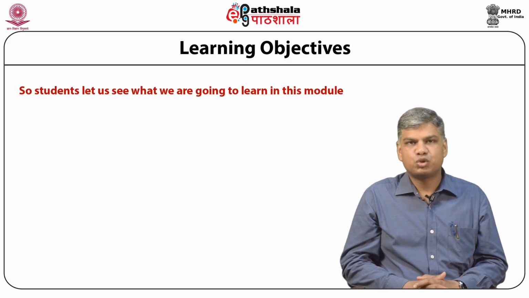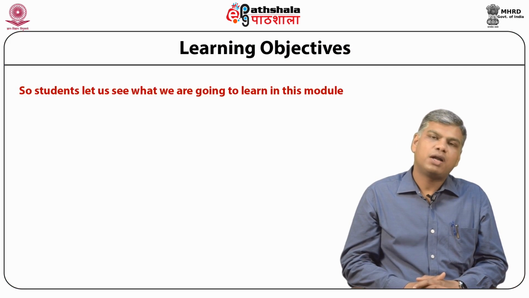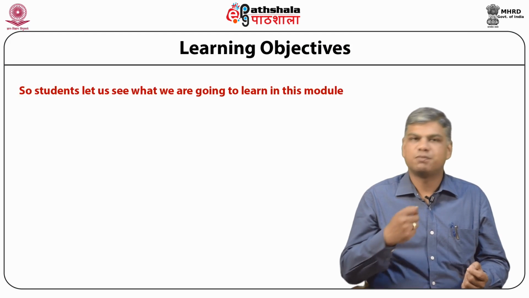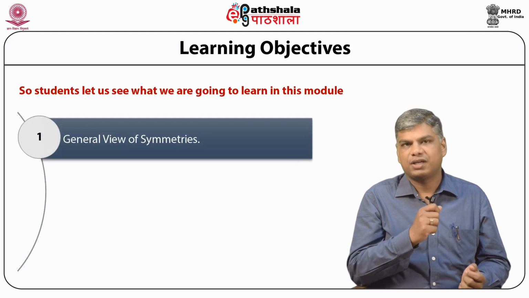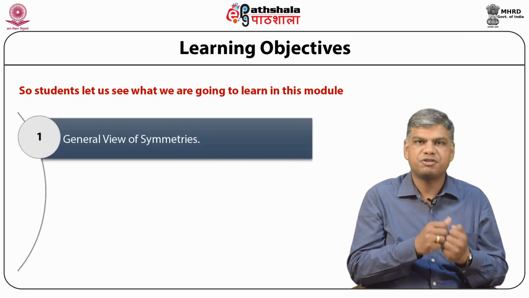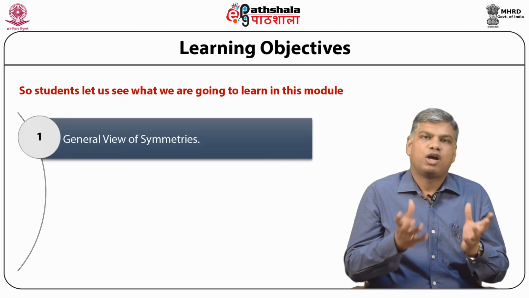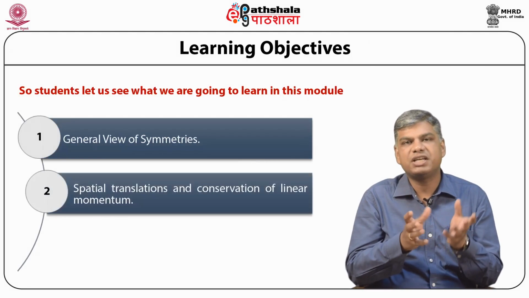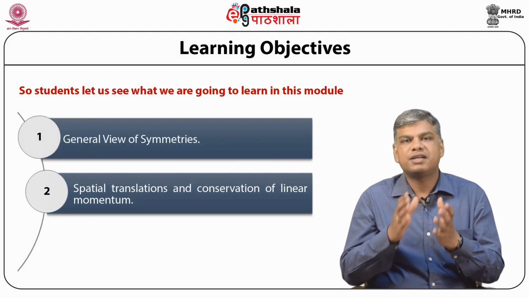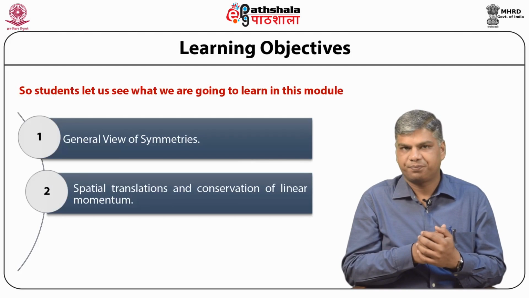Today we are going to discuss the module Symmetries in Quantum Mechanics under the paper Quantum Mechanics 1. Students, let us see what we are going to learn in this module. Firstly, we'll get the general viewpoint about symmetries, what the different types of symmetries are and how we can understand them. Then we'll discuss spatial translations and the conservation of linear momentum.